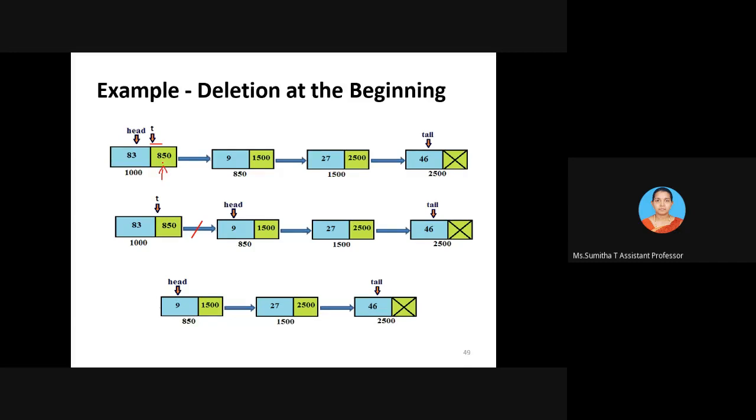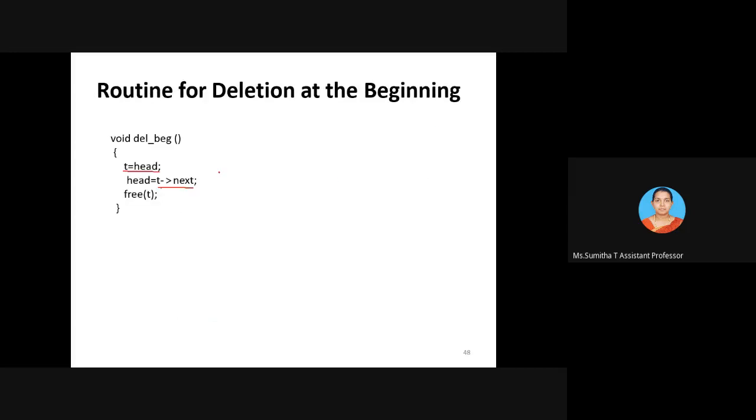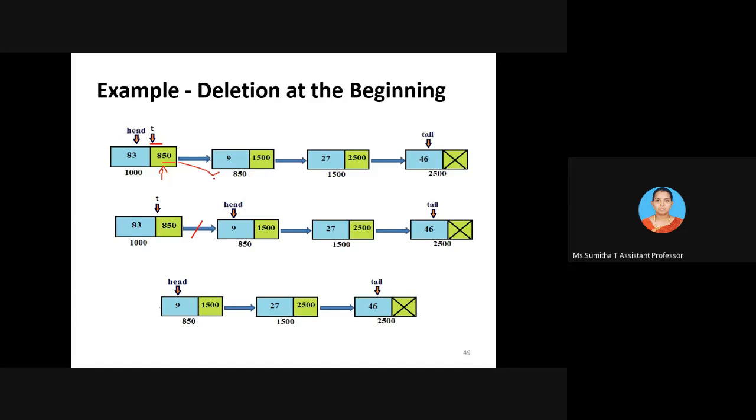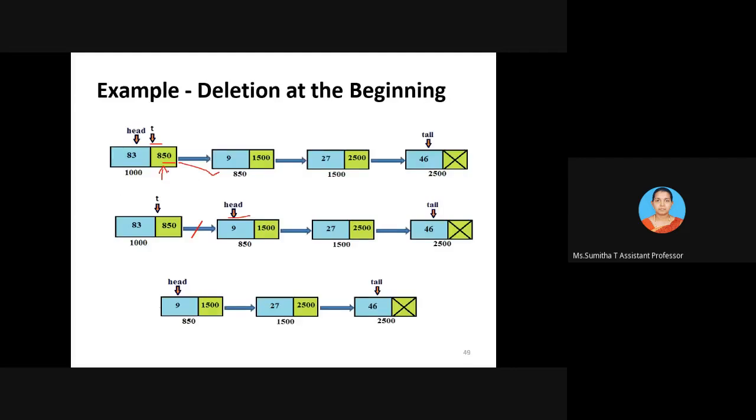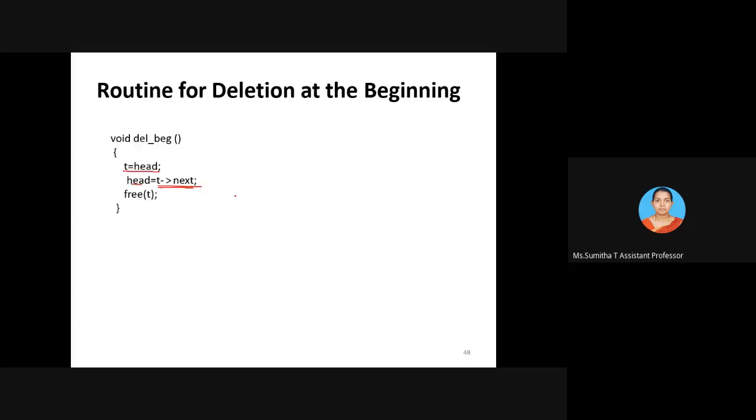T of next is 850. This is nothing but the second node, right? That is assigned to the head node. So the head is moved from the first node to the second node. Now the head is here, t is here. Is it clear, everyone? First I'm assigning the head to the temporary variable. After that, I'm fetching the second node with the help of t of next, 850, which is the second node. It is assigned to the head variable. And now what I'm doing? Free of t.